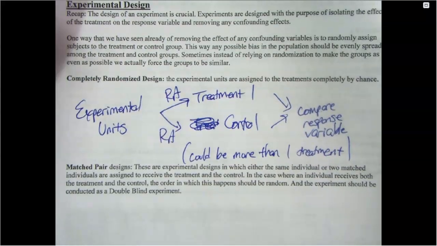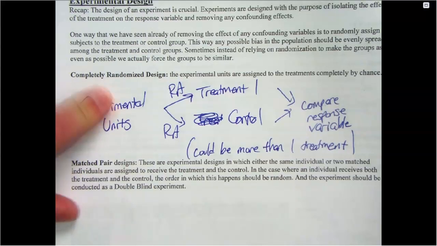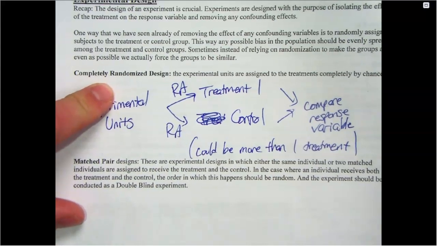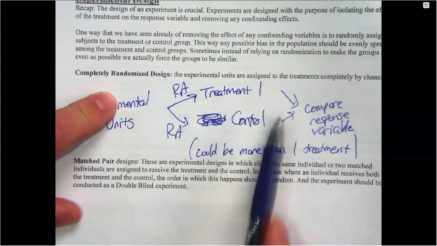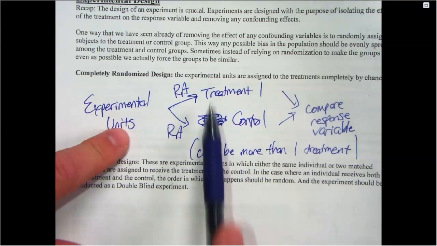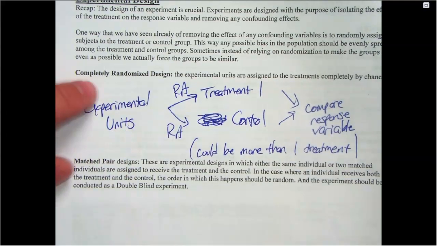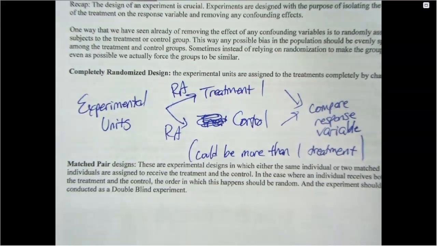So this is the completely random design. You split up your experimental units, whether they're subjects, plots of land, whatever, and randomly assign them. I just put treatment 1 and control, but there could be treatment 1, treatment 2, treatment 3. There could be a bunch. I just put 2. And then you compare the response variables. So that's the general setup of anything that tells you to do it completely randomized. I'm using that to teach you the thought process, but it doesn't actually count. It's supposed to say control.